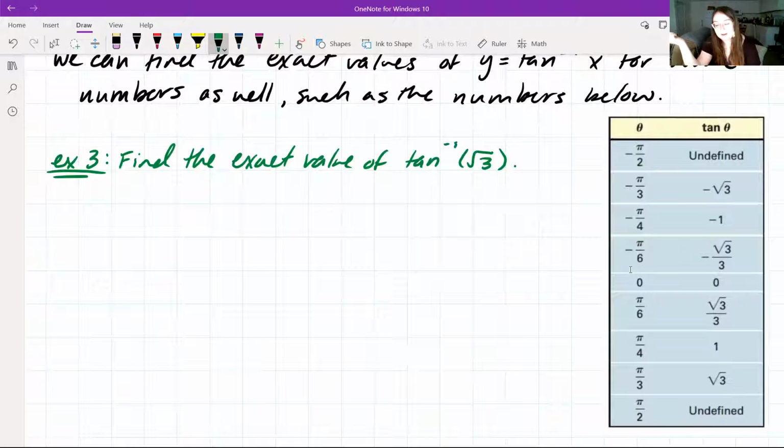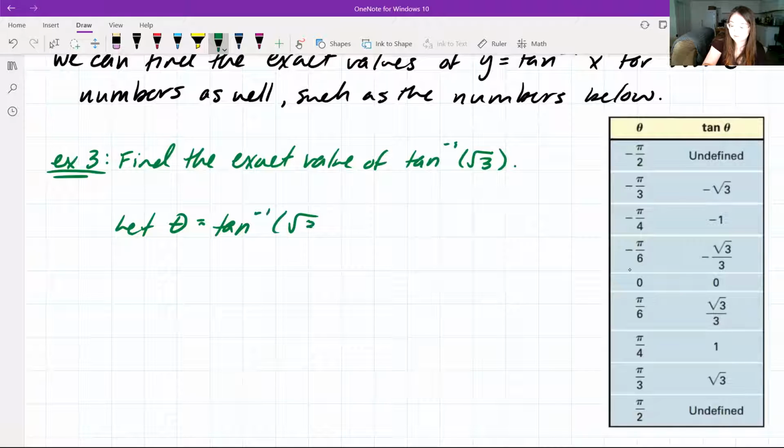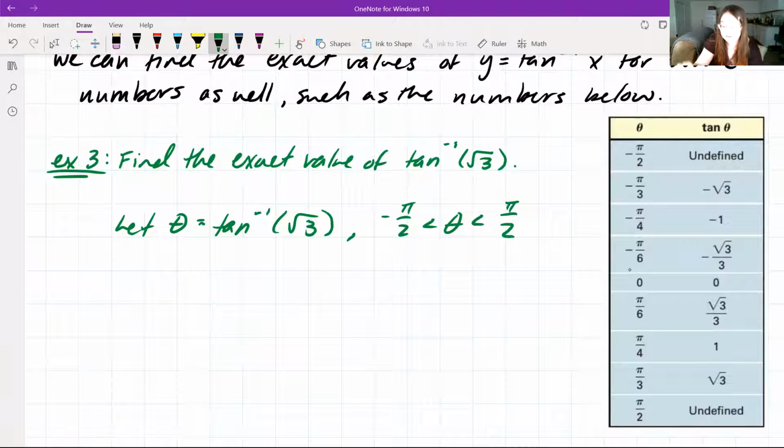So for number 3, we want to find the exact value of tangent inverse of the square root of 3. Let's do what we did in our last problems. We're going to let theta be equal to tangent inverse of the square root of 3 for its domain here. So theta is between negative pi over 2 and pi over 2. So we have our domain here. Just like before, we want to take the original trig function of both sides. So we're going to take tangent of both sides.